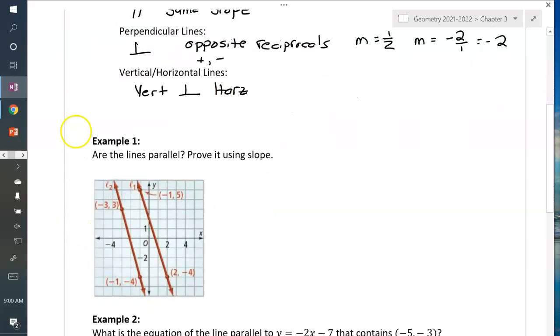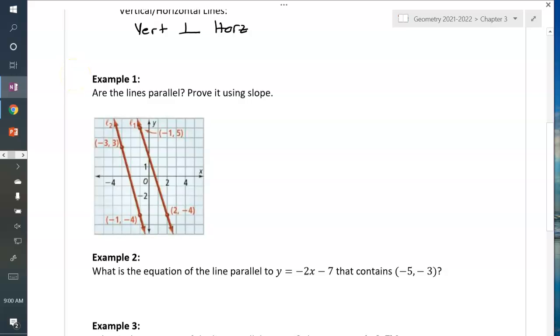All right, so let's do some examples with this. Are the lines in this picture parallel? Prove it using the slope. So don't just go by if they look parallel. Actually calculate the slopes and compare them to be sure. So for line 1, I'm going to do that one here. Line 2, I'll do over here.